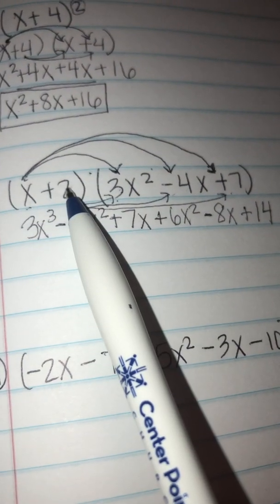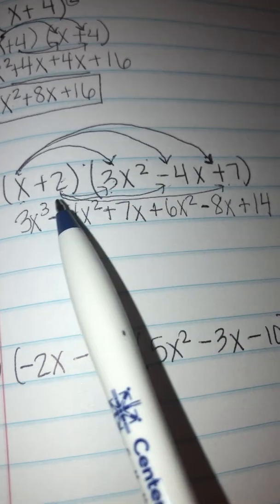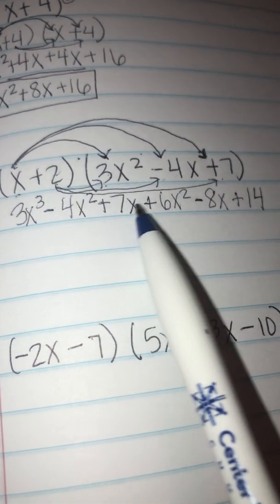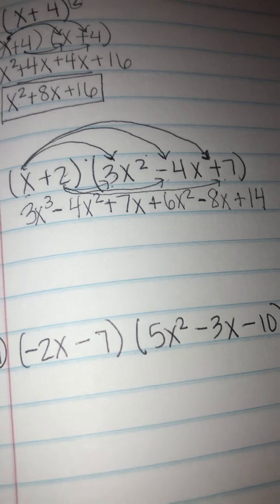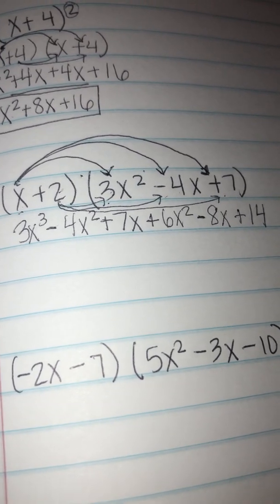I had 2 things here times 3. 2 times 3 is 6. I should have 6 products. 1, 2, 3, 4, 5, 6. That's how I know I'm done multiplying everything I need to when I'm distributing.